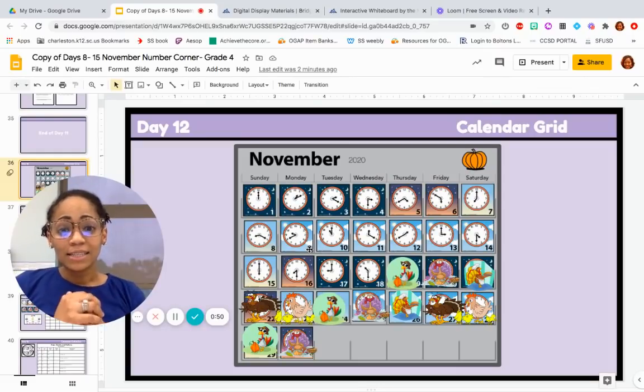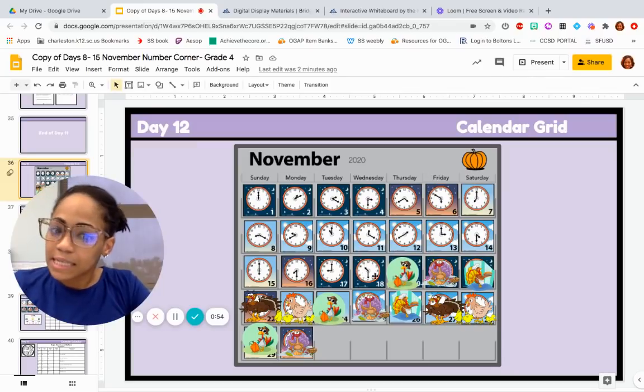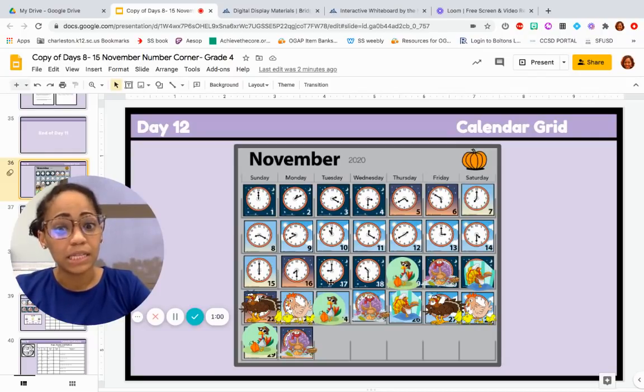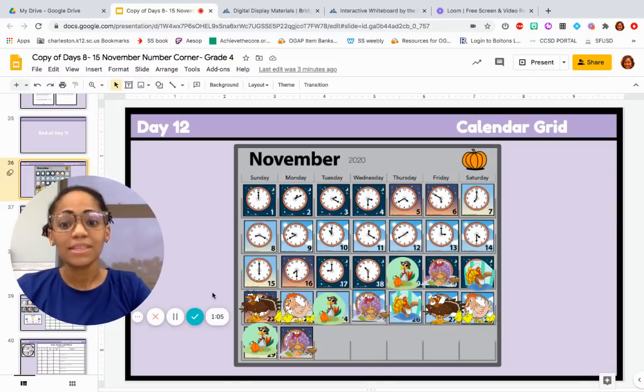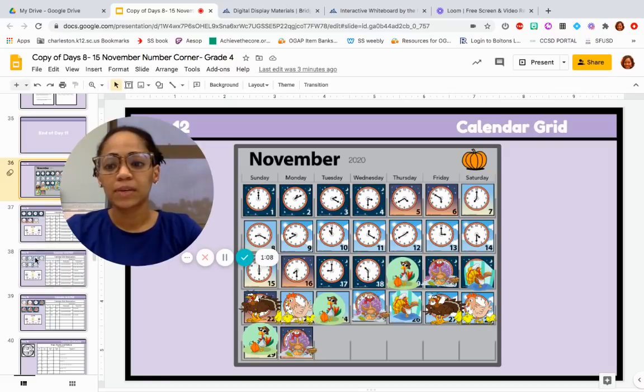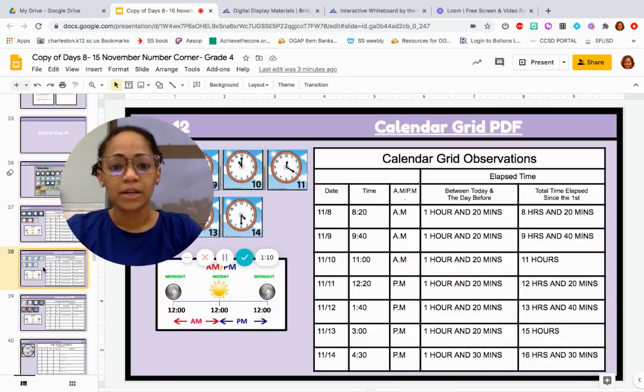Let's look at our calendar grid for today. Hopefully you can see it fairly well. We know that our pattern has changed to an hour and 30 minutes. Yesterday it was 9 o'clock. Today it is 10:30. So I am very quickly going to update that on our recording sheet.